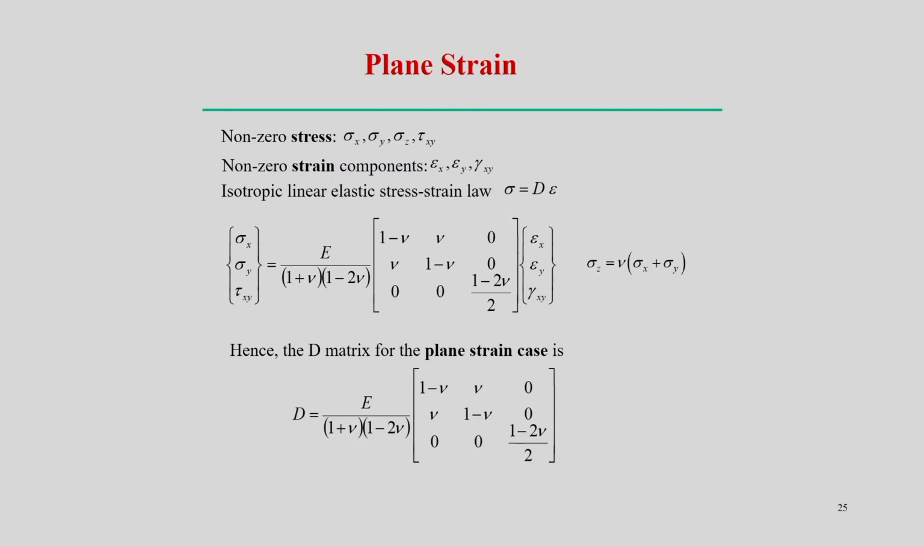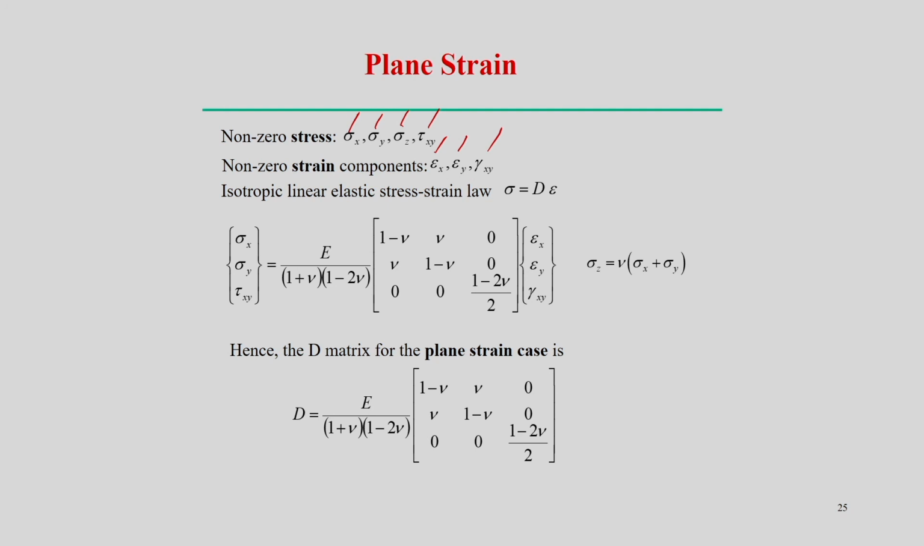Now, we can see the plane strain condition, the non-zero stress components. Sigma x, sigma y, sigma z and tau xy are all non-zero stresses, but the non-zero strain components are epsilon x, epsilon y and gamma xy. That means in this case there are 2 non-zero strain components and 1 non-zero shear strain component, while in terms of stresses, the 3 normal stress components as well as the 1 shear stress component become non-zero in case of the plane strain situation.